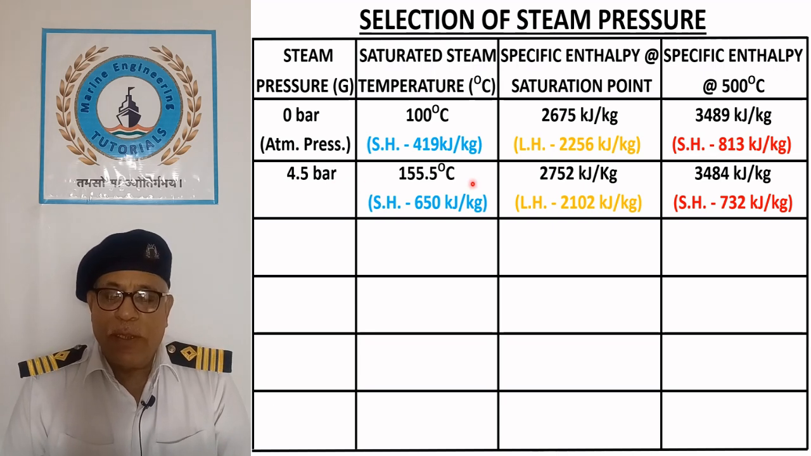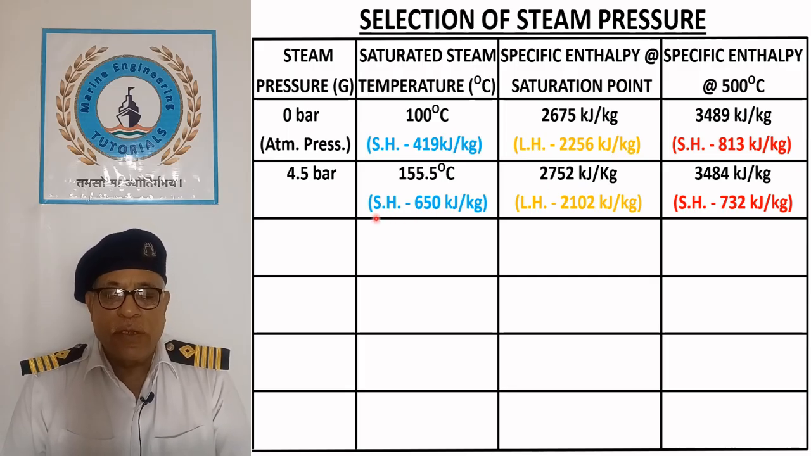The specific enthalpy of saturated steam at 4.5 bar is 2752 kilojoule, inclusive of 650 kilojoule per kg sensible heat and 2102 kilojoule per kg latent heat. When superheated to 500 degrees Celsius, it receives 732 kilojoule per kg of additional sensible heat, giving a total enthalpy of 3484 kilojoule per kg.